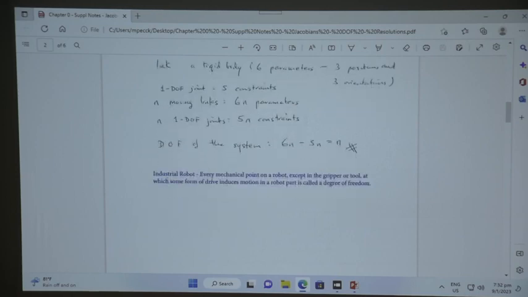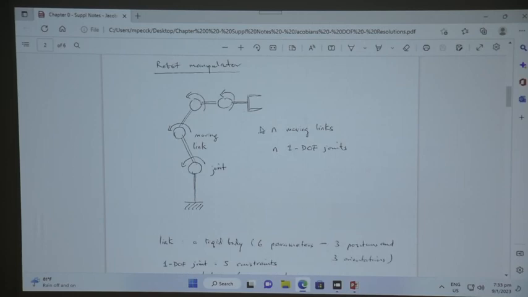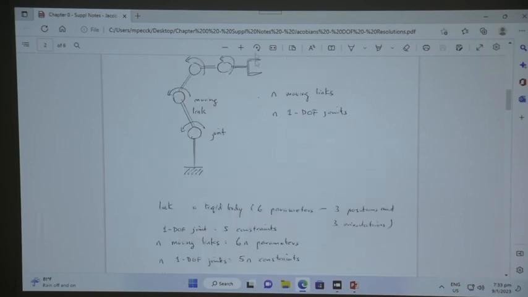For an industrial robot, every mechanical part of the robot, except the gripper or tools, has some form of joint that induces motion in the robot part. This is called a degree of freedom. When you look at the robot manipulator itself, you can tell the degree of freedom pretty easily. You can simply count the joints. But you need to know why you can simply count the joints.